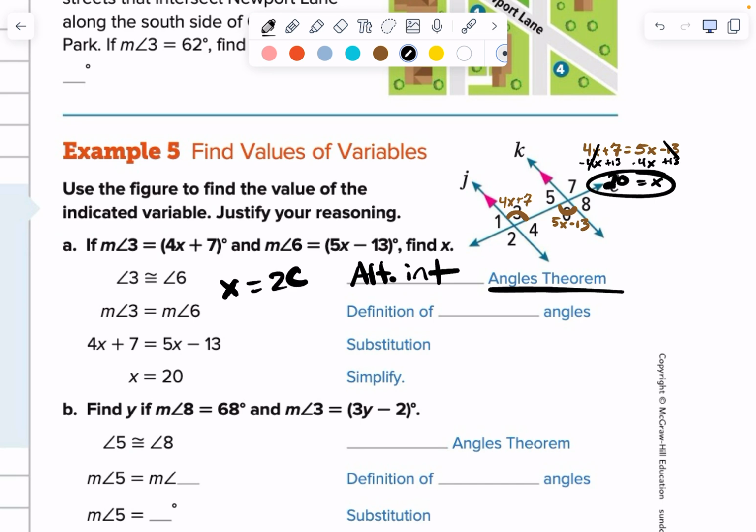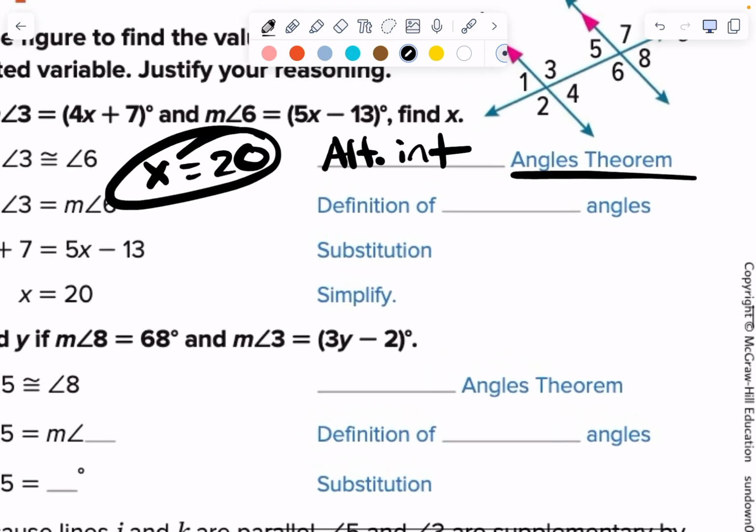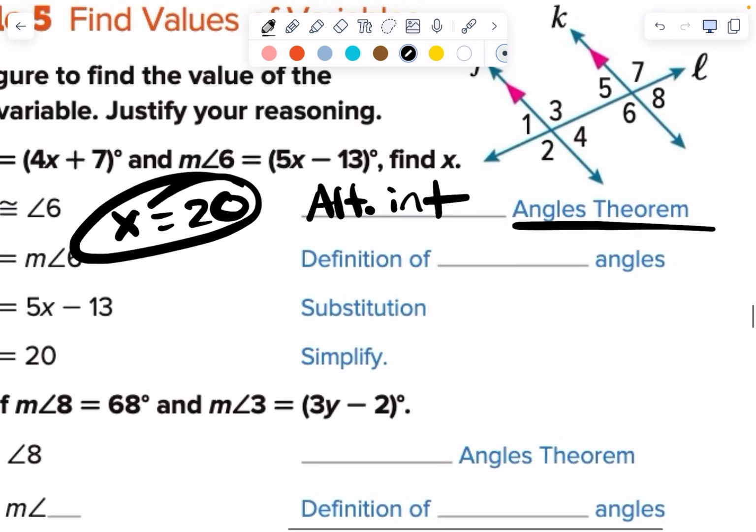X equals 20. Oh, they have it right there. Oh, hold on. Just wait. We got one more. We don't need it. We do too. No, you just wait. The measure of angle 8 is 68 degrees. The measure of angle 3 is 3y minus 2.